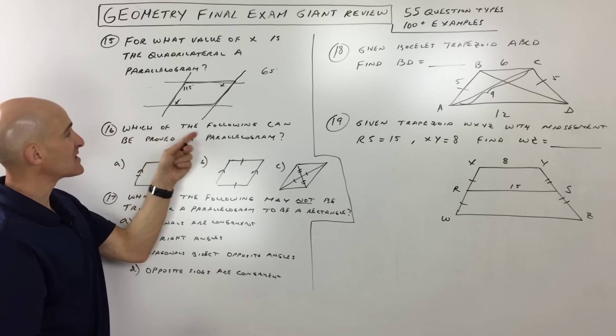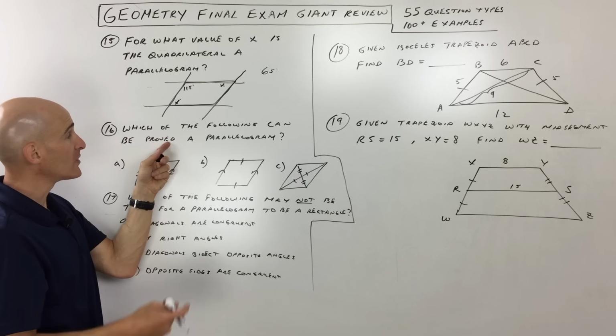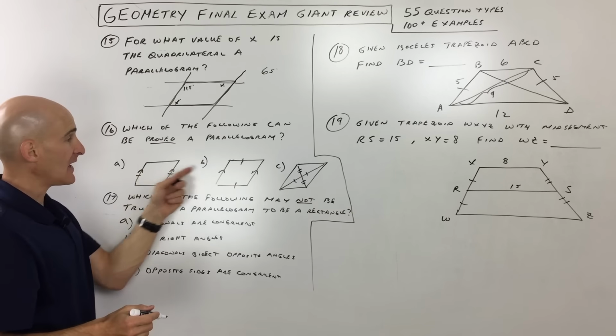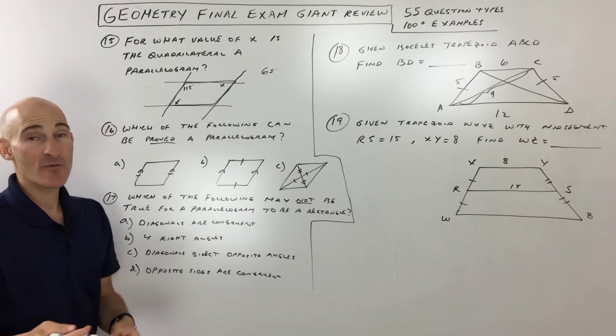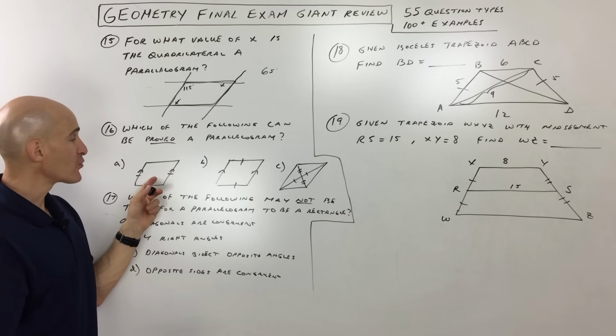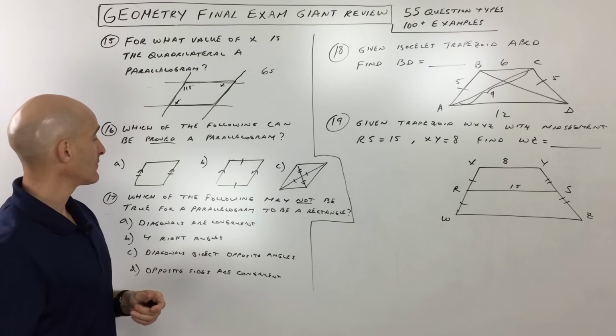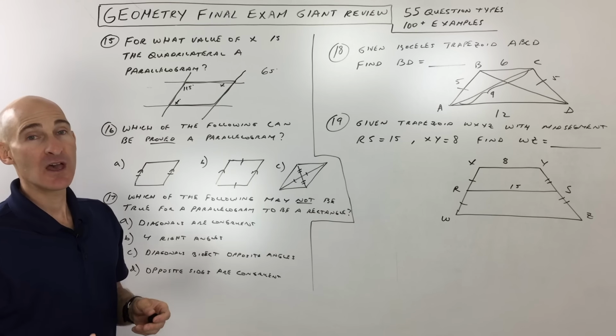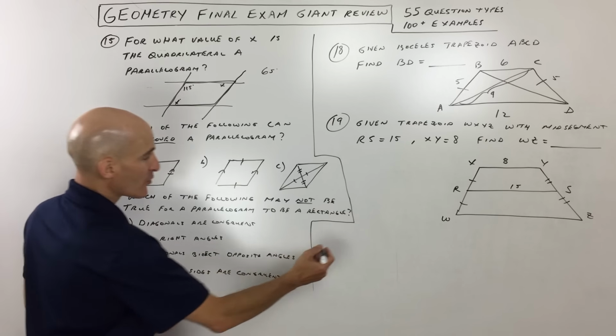Okay, now number 16 says, which of the following can be proved a parallelogram? Okay, we've got A, B, and C. Now remember, we talked about some of the properties of parallelograms earlier in this video, but to prove that a quadrilateral is a parallelogram, there's a lot of different ways to do it. So let's see if I can maybe write some of them down here.